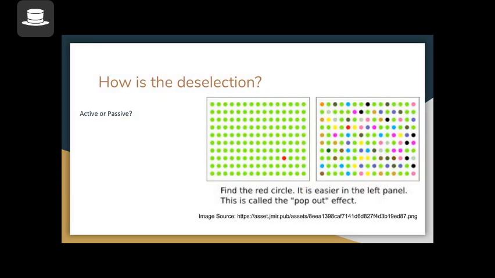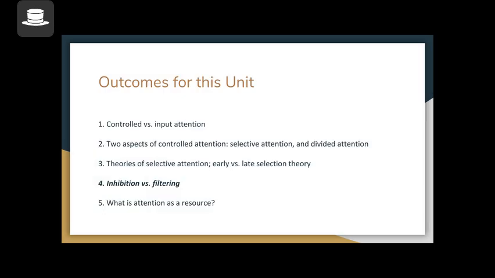Now, the question is, how is this deselection made? Now, we know how we make the selection, right? Now, what about the deselection? You're selecting what you want to pay attention to. But what happens to the unselected? Is deselection an active process or a passive process? Now, that's what we'll talk about.